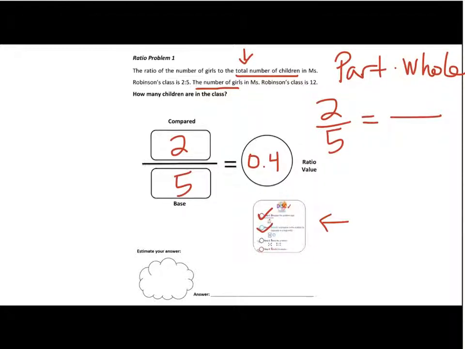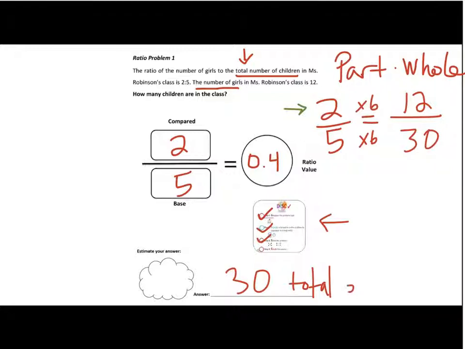Now this is where it gets a little tricky. We have to think about how we can use that ratio value. And we'll get to that on Monday and talk a little bit more about that on Monday. But this 2 to 5 ratio, if the number of girls, which is in the numerator here of my fraction ratio, if that's 12, I have to think about how did I get from 2 to 12? Well, I multiplied by 6, and so I have to multiply 6 in the denominator as well. So 5 times 6 is 30. Therefore, I think that my answer is going to be 30 total students.